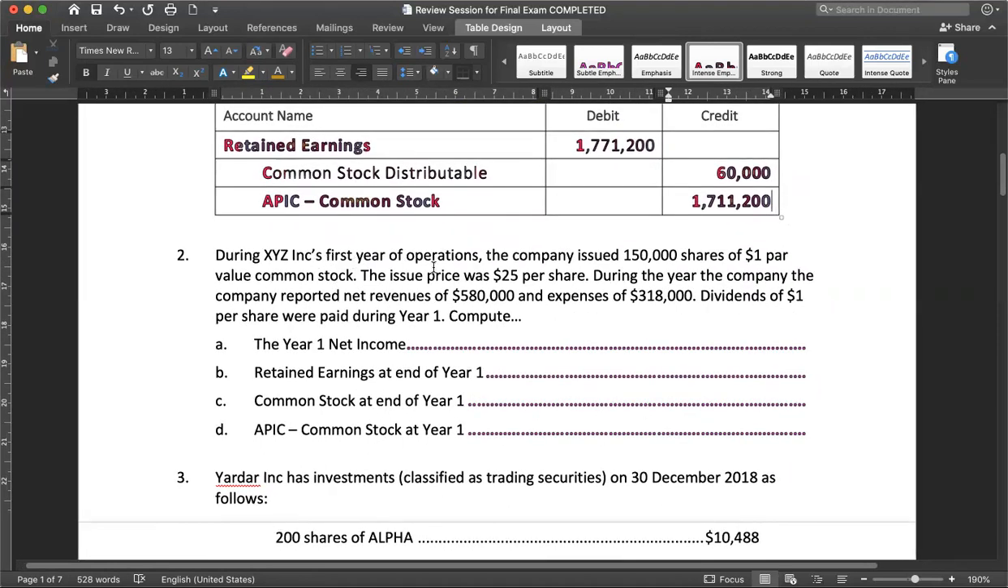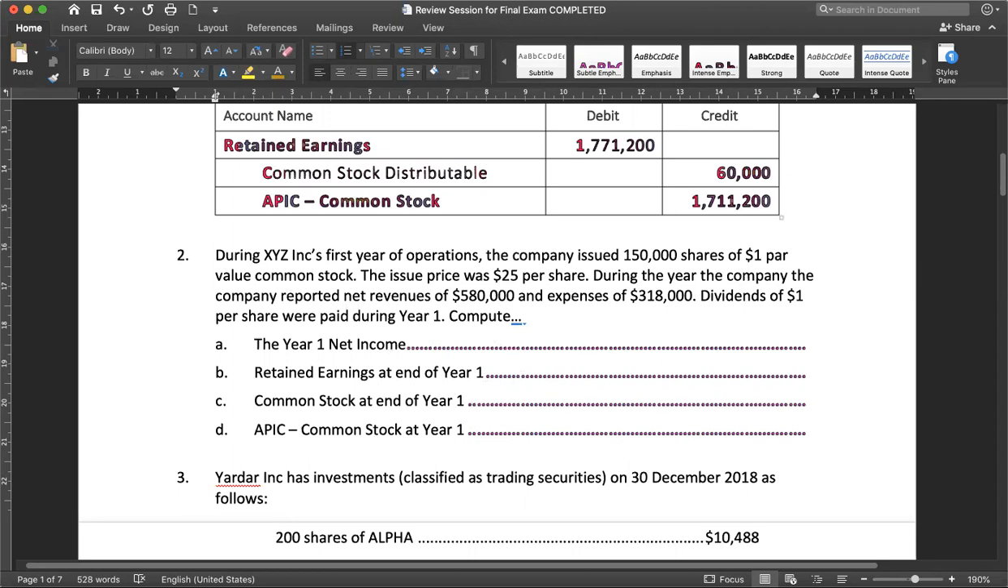All right, during XYZ's first year of operation, the company issued 150,000 shares of $1 par value common stock. The issue price was $25 per share. And during the year, the company reported net revenues of $580,000, expenses of $318,000, and dividends of $1 per share were paid during the year. So what we need to do is to compute the year one net income.